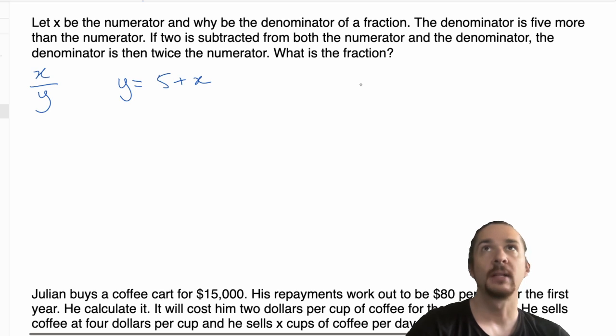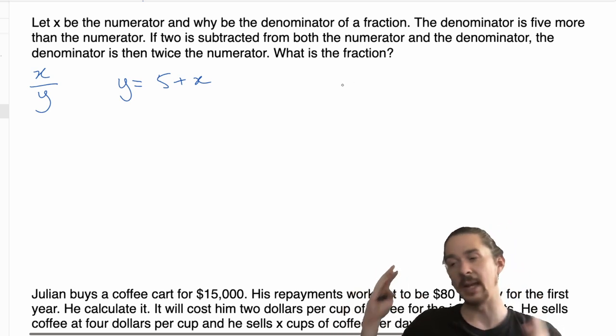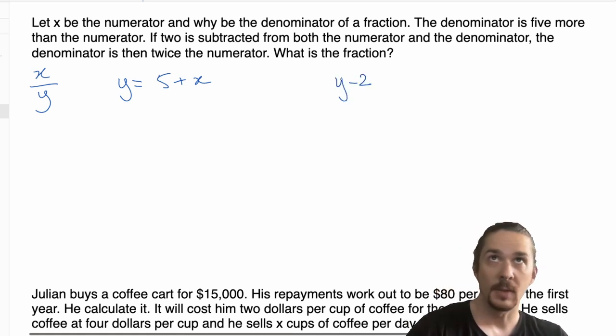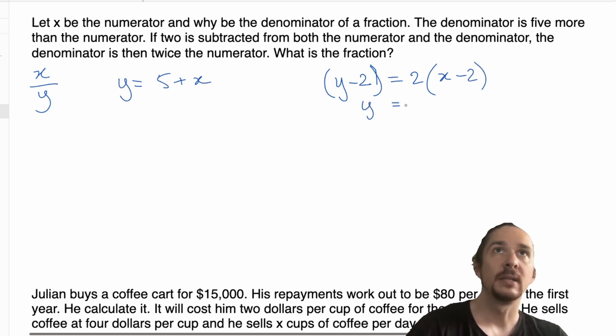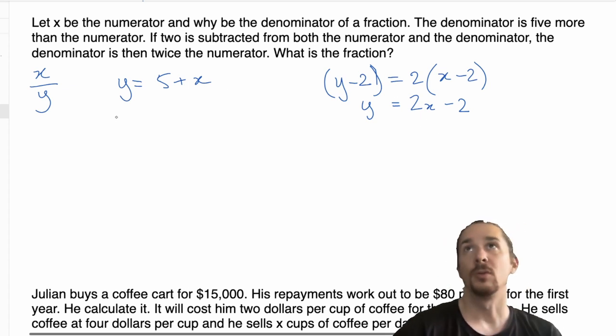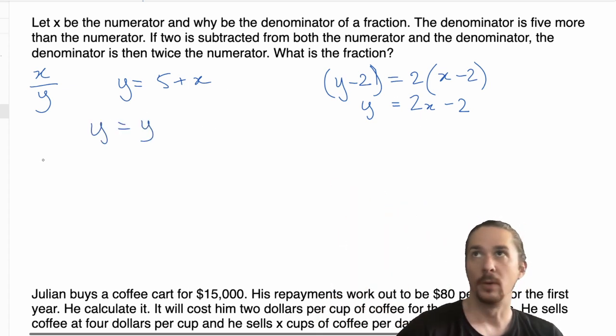If 2 is subtracted from both the numerator and the denominator, so that means x becomes x minus 2 and y becomes y minus 2, then the denominator is twice the numerator. In other words, the denominator, y minus 2, is twice the numerator, x minus 2, or y is equal to 2x minus 2. Right? Because this becomes a minus 4, but then we add 2 from the left-hand side, we get that guy. All right, so to solve this, we can say y equals y, or 5 plus x is equal to 2x minus 2.